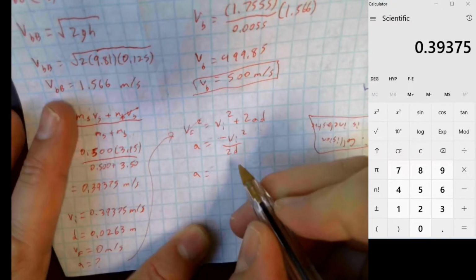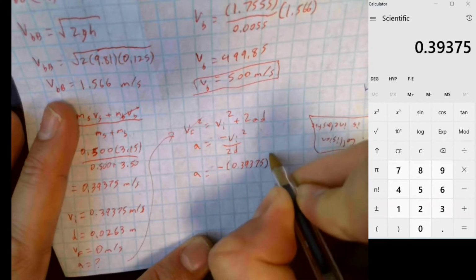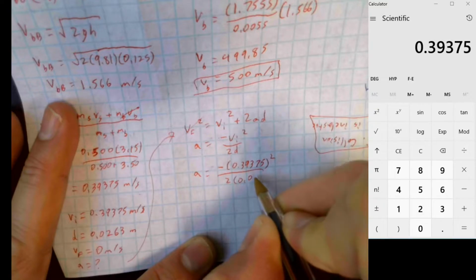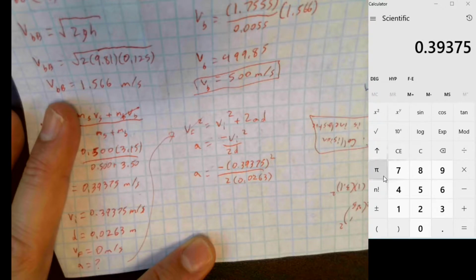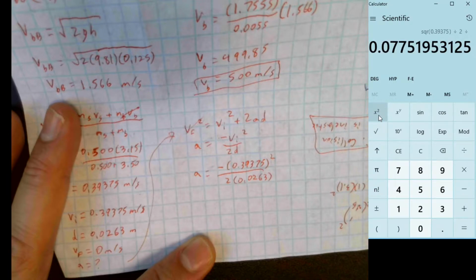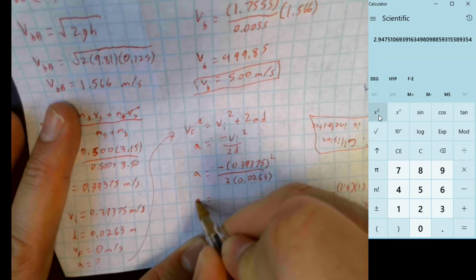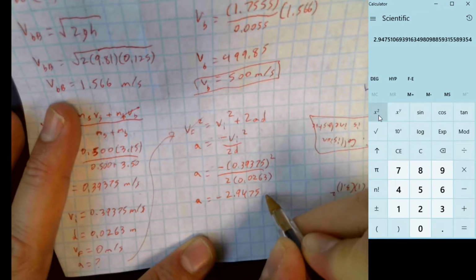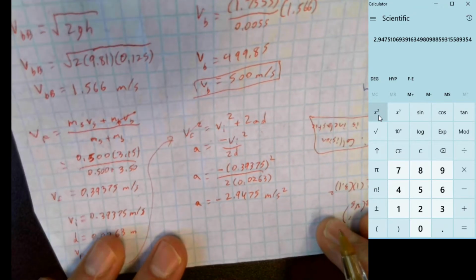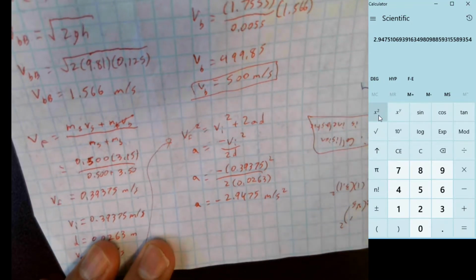So my A is negative 0.39375 squared over 2 times 0.0263. So let's figure this out. This value, which I still have in my calculator, squared, divided by 2, divided by 0.0263. I end up with an acceleration of negative 2.9475 meters per second squared. So I know it's going to be negative because it's a frictional force that's causing this.